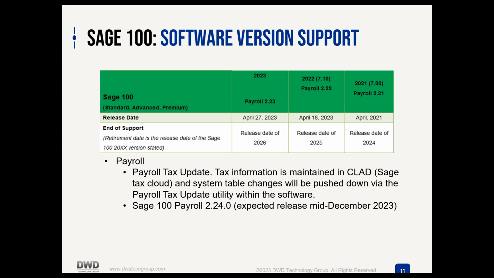As you can see, the payroll tax update, the tax calculations occur in the Sage Tax Cloud. That's why we don't have to push the tax table updates into our software anymore. Sage actually gives them to us. Many of you might recognize, hey, do you have a tax update? Do you want to install it? So those kinds of things are becoming more and more prevalent in the industry.